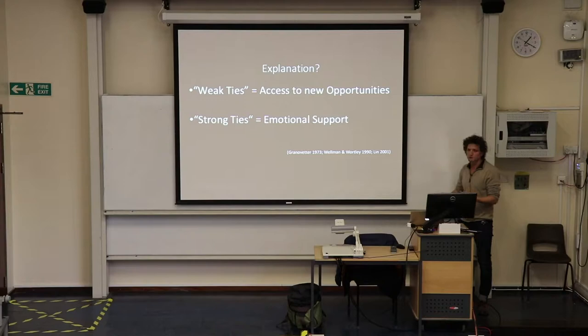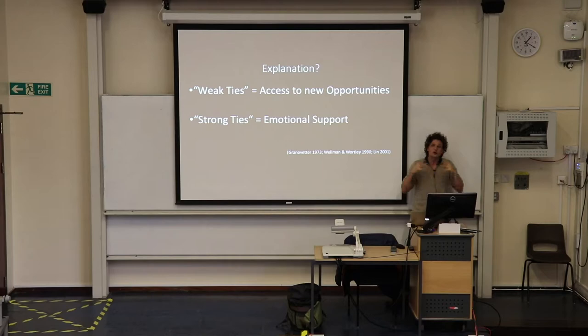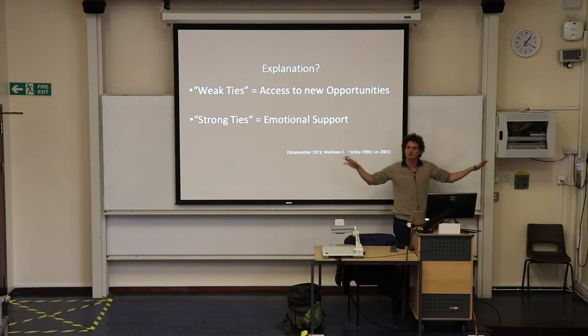On the other hand, people like your family members, your teacher, your very best friends, they're your strong ties. They all know each other. They go to the same places as you. That's why you see them all the time. They're not aware of anything that you're not aware of. They have the same horizon of awareness of opportunities that you have.